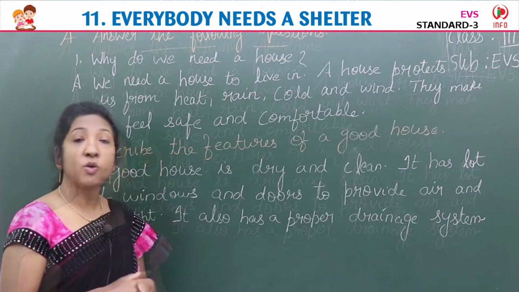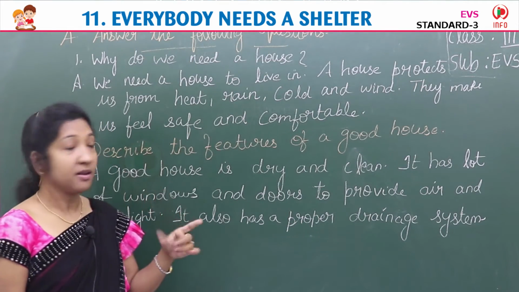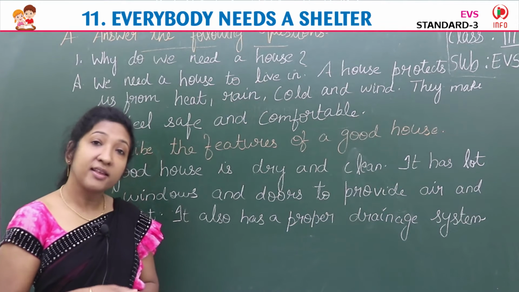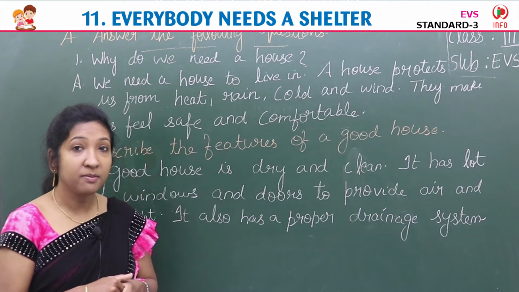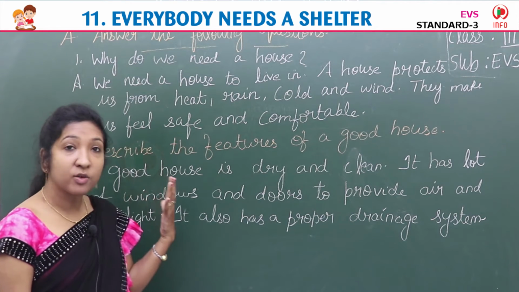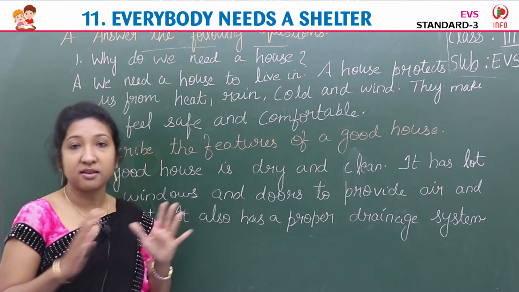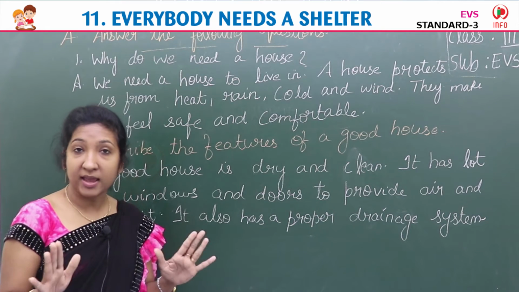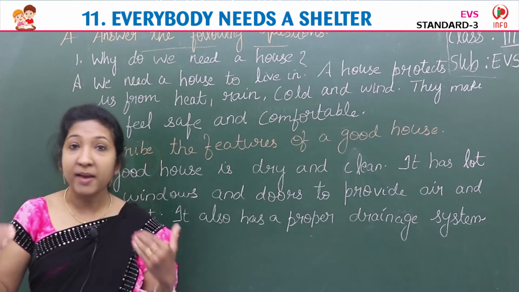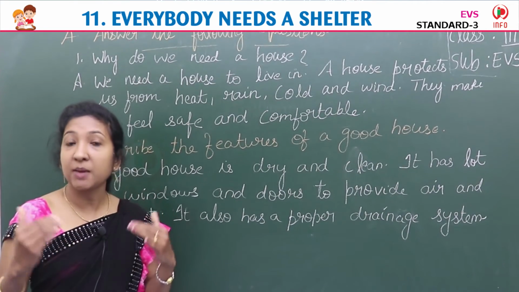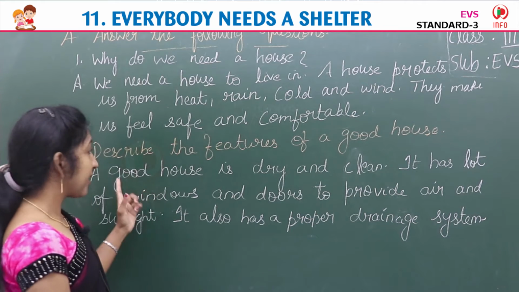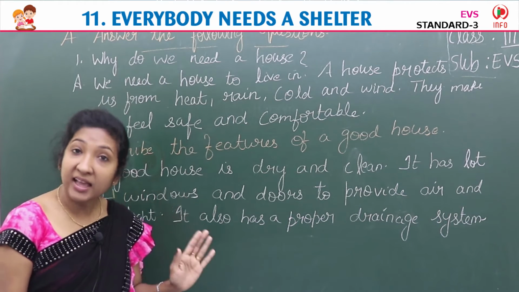Okay. So coming to the second question. Describe the features of a good house. So children, what are the features of a good house? We already learned in the lesson. The answer is a good house is dry and clean. The floor should always be dry. If it is wet, you may slip and fall. That's why we should keep our house clean as well as dry.